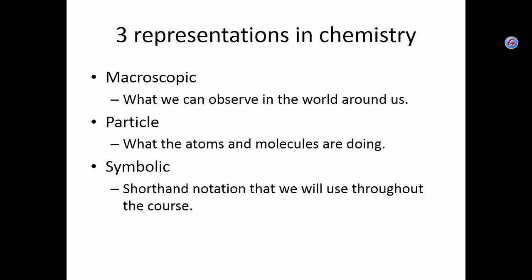So we'll be going back and forth between each of these, between things we can observe directly, so things we interact with on the same level as we are, versus what the tiny particles that make up the matter are doing. And in general, we'll be doing this in a symbolic way. So we use symbols to show what's going on. For example, we use letters to represent elements and compounds.